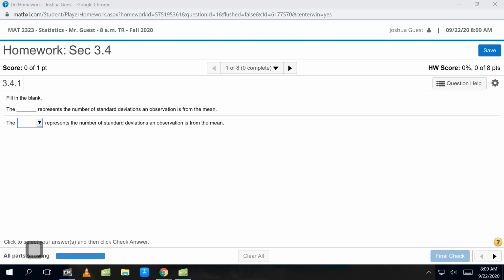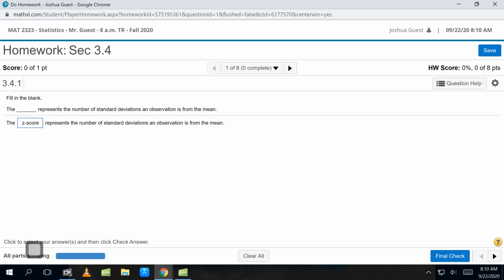Section 3.4, this is part of what is for this week. The blank represents the number of standard deviations an observation is from the mean. So let's look at our choices. Is it the quartile, the z-score, the range, or the percentile? It's the z-score, it's the standard score. The z-score represents how many standard deviations something is from the mean.